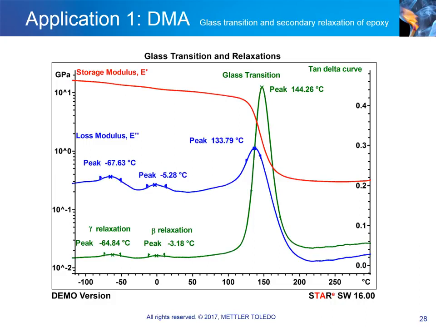They always occur below the glass transition temperature. Similar to the glass transition temperature, they are characterized by a step-like change of the modulus and by frequency-dependent peaks on both the loss modulus and tan delta curves. They generally have a lower activation energy than the glass transition.